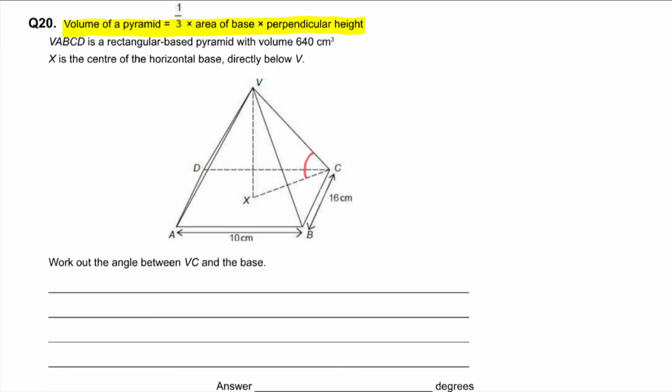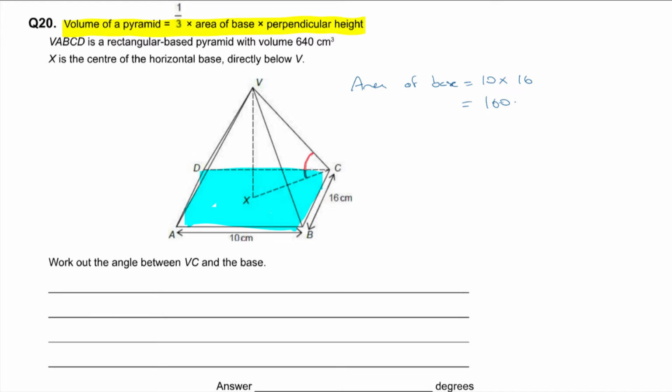And we know that the rectangular base is 16 by 10. So we know the area of this base, don't we? We've got the area of this base. We can work it out. Okay, and we've got the volume. So from that, we should be able to work out the perpendicular height. Okay, so area of base, that's going to be 10 times 16, that's 160.